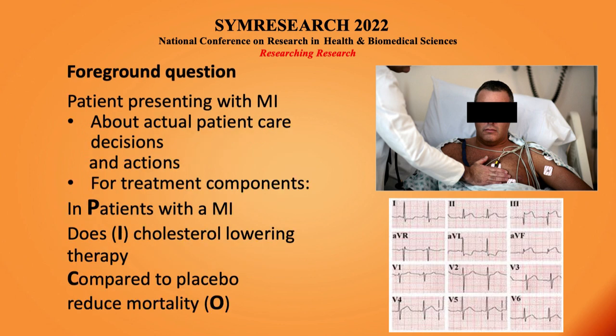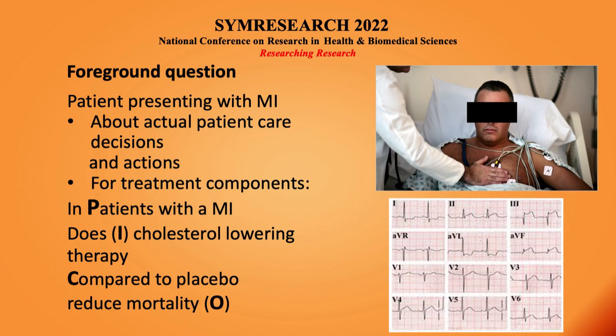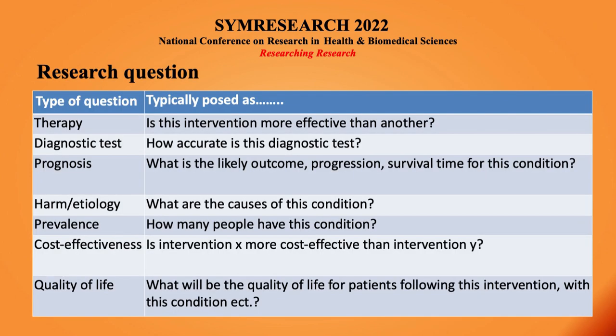Now the foreground question is very, very specific. It's about actual patient care decisions and actions. Here the doctor has to take decisions basically for the treatment of different components. So the question will be: in patients with MI, does cholesterol lowering therapy compared to placebo reduce mortality? Here P means the population, which is not specified, but we can have different kinds of populations. Then I means the intervention, like the dose of the cholesterol lowering therapy. Here it is compared with a placebo, right? And the outcome is mortality. There are different kinds of research questions for therapeutic studies, diagnostic studies, prognostic studies, prevalence studies, cost effectiveness studies, and even quality of life.